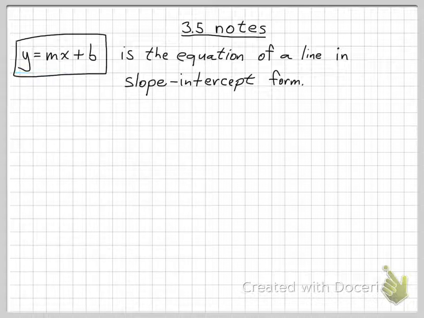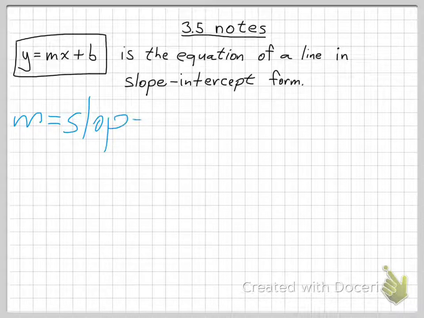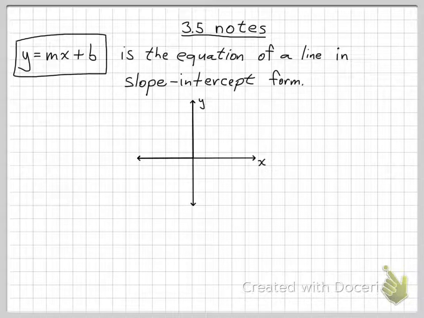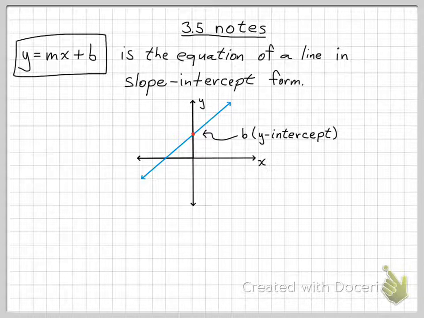Y equals mx plus b, the equation of a line in slope-intercept form, where again m is the slope. We went over slope in 3.4 notes, where m is the slope and b is the y-intercept, or where it crosses the y-axis. So if you have an x and y coordinate plane, and the blue line is the line that we're talking about, then b would be that red point right there, that red dot. It's where the line crosses the y-axis. Okay, b is the y-intercept.